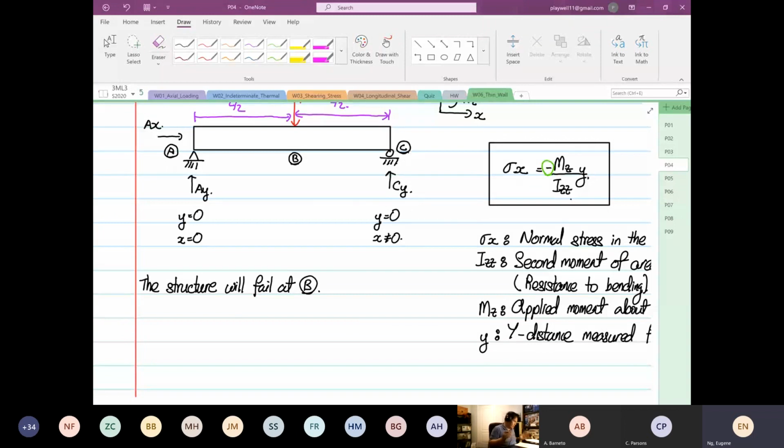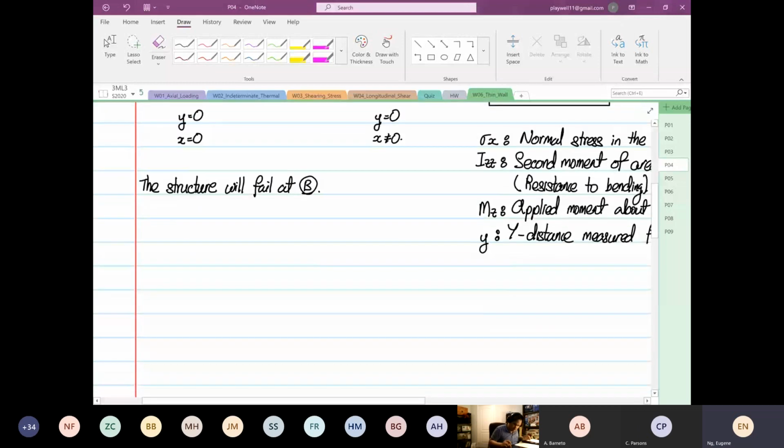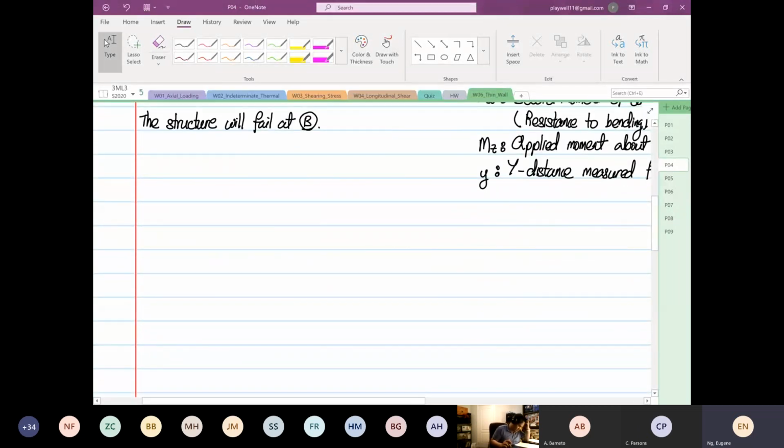Okay, but let's look at the deformation of the structure. Let's look at the deformed pattern. And then we are going to apply the formula where we apply that stress X is equal to minus Mz over Izz multiplied by y.